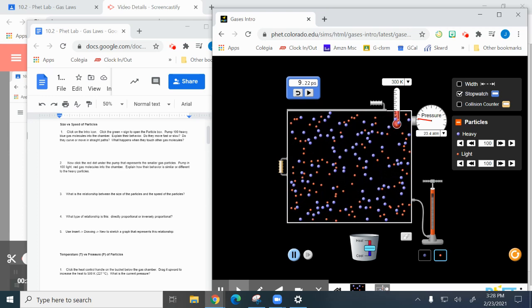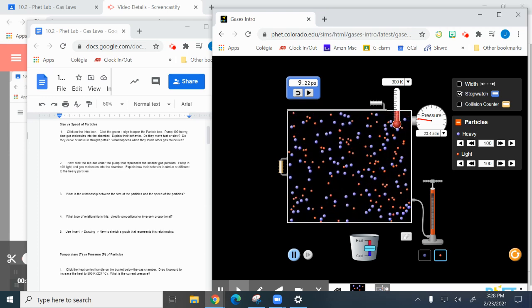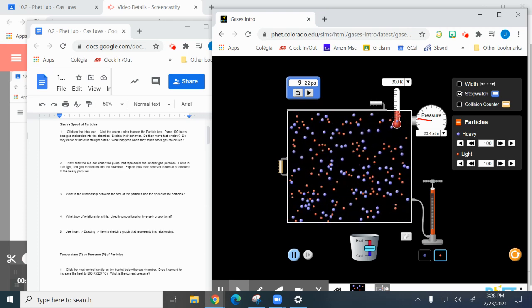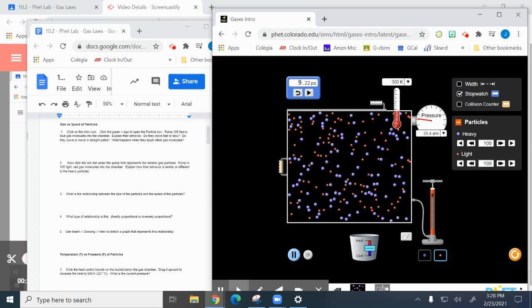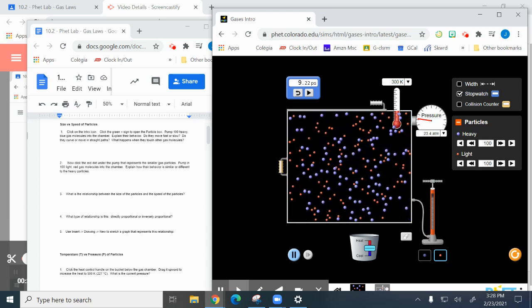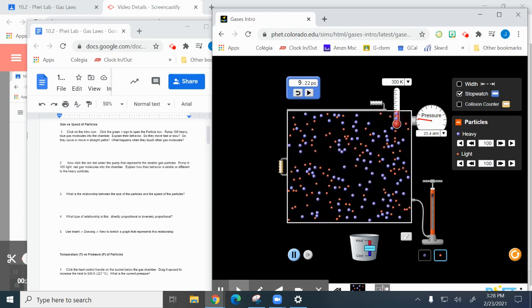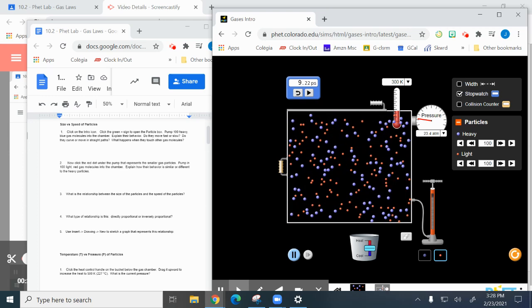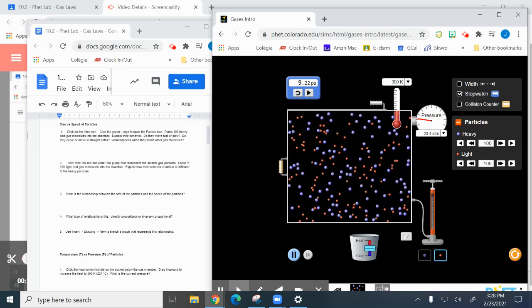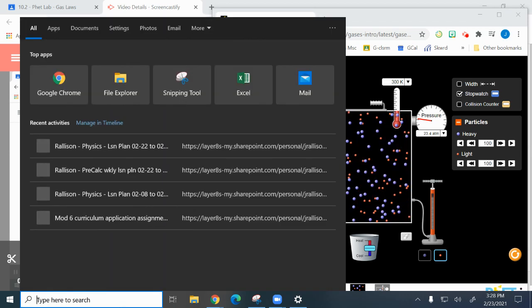So the smaller molecules are going faster, but notice both types of molecules are all spread out. If you watch carefully, you might see a little cohesion for a moment, but the energy always knocks them apart. What's the relationship between the size and the speed of the particles? The smaller particles are faster.